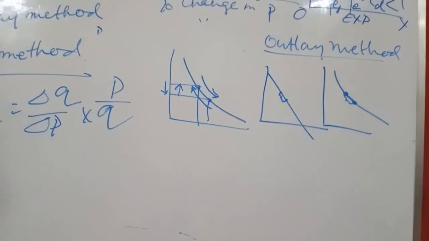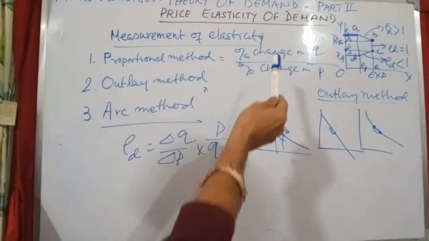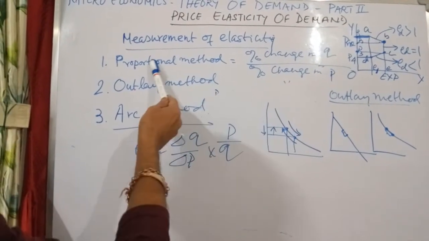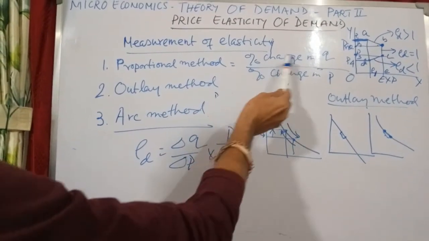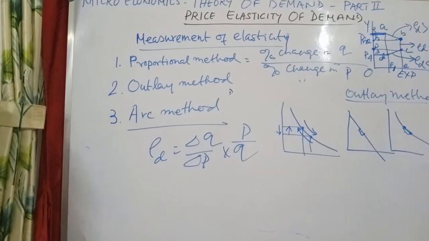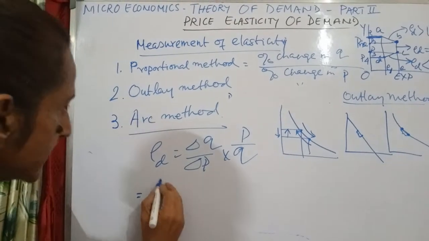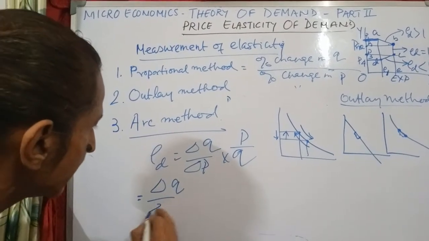Correct? So we just make a little bit change in the original formula, the proportional method formula, percentage change in Q by percentage change in P. What we do? We simply make these changes, that is delta Q by delta P.